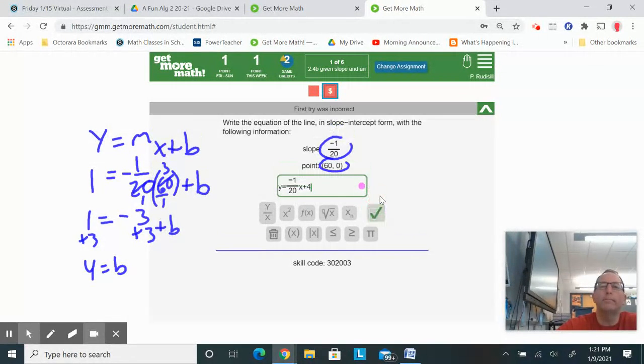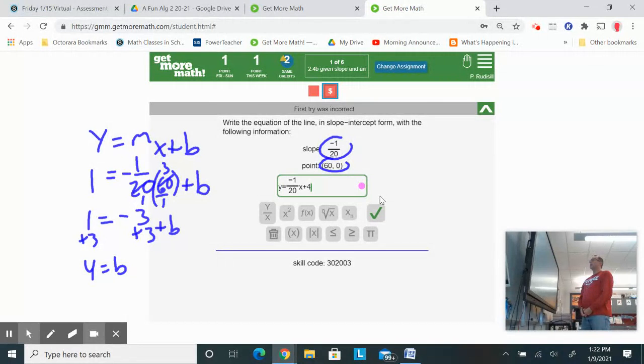Let's see how we did. So I wrote it in y equals mx plus b form, and I made a mistake, and it's not because I forgot the x this time. So now we've got to go back and look. Did I use the correct slope for m? Yep, I have -1/20.